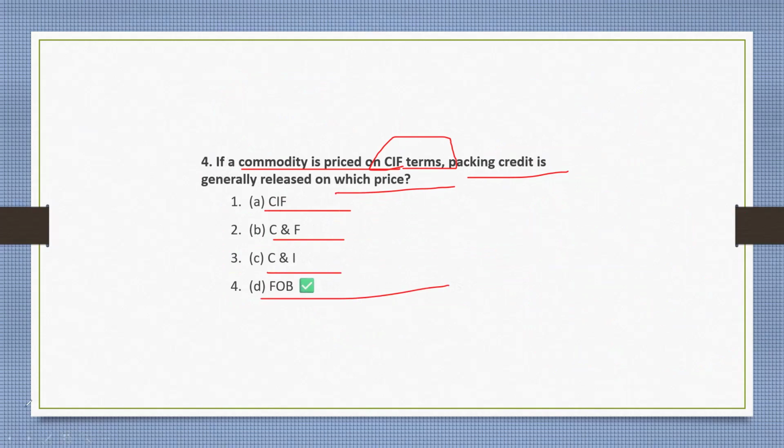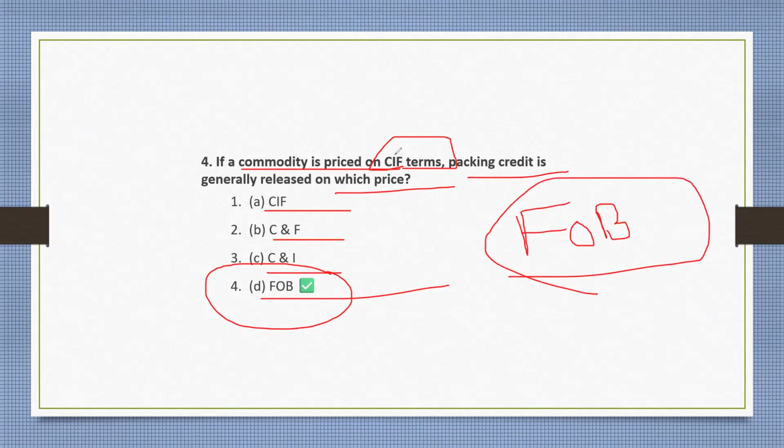Correct answer is fourth. That is FOB value. So FOB is free on board. Free on board value is that which is excluding insurance and freight. Whenever you see a shipping bill, the FOB value will be given. FOB value is the real value of the goods. Okay, real value of the goods.